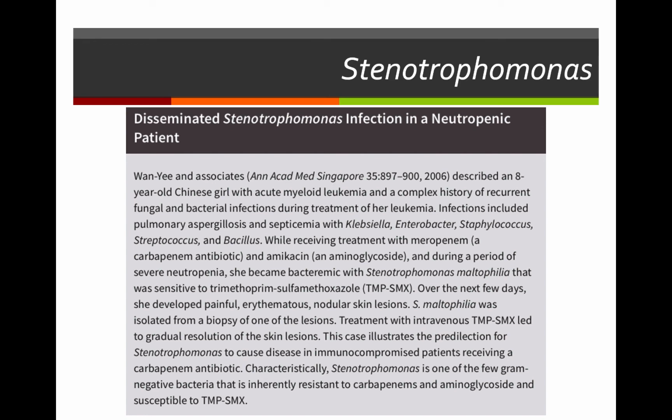Treatment with TMP-SMX led to a reduction in the lesions. So this case is trying to illustrate the fact that this genus can cause infection in immune-compromised patients who are receiving a carbapenem antibiotic. So one of the dangers is, I told you, carbapenems are one of those last-line beta-lactam antibiotics. Well, Stenotrophomonas is one of the few gram-negative bacteria inherently resistant to carbapenems. It is also inherently resistant to aminoglycosides, but it is susceptible to TMP-SMX.